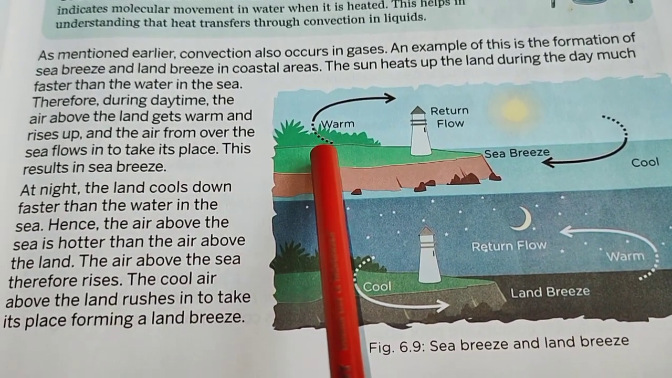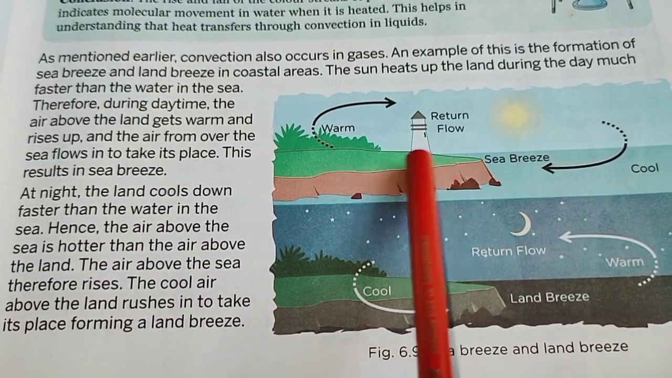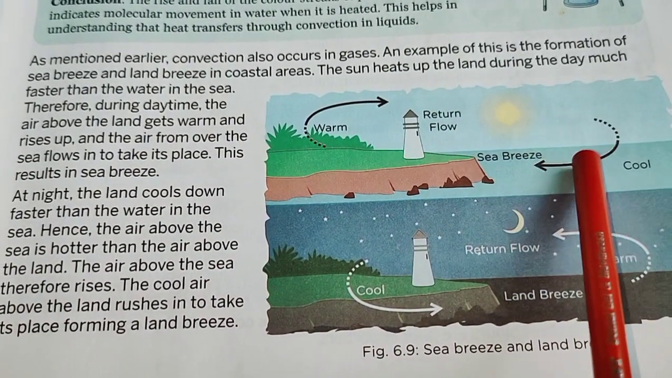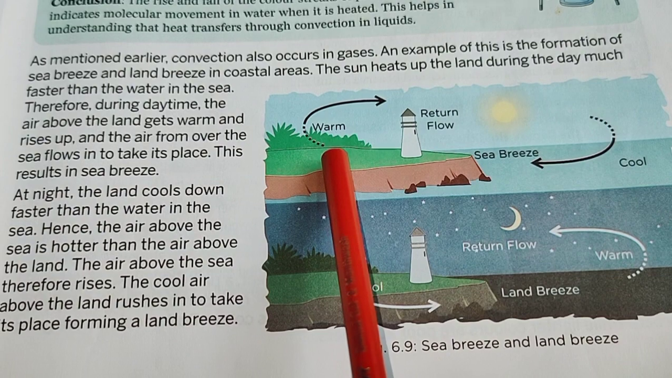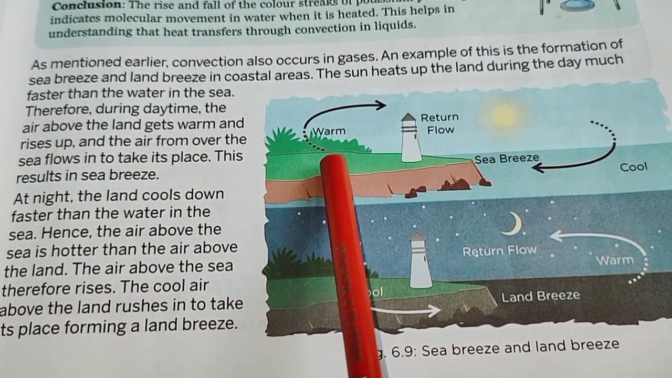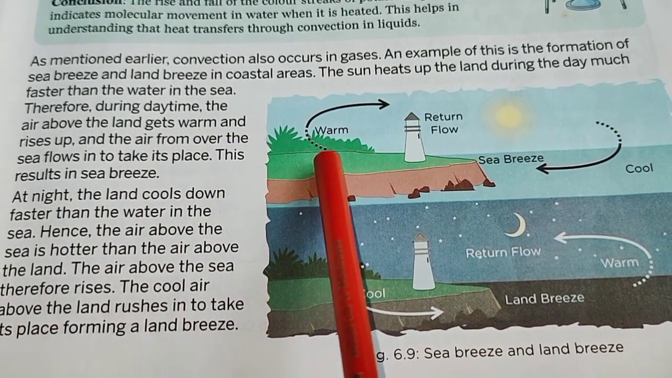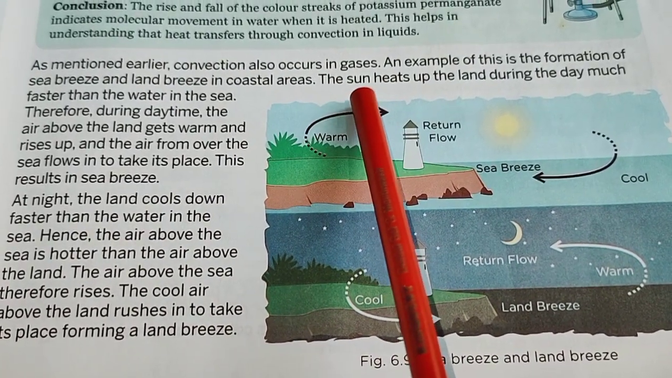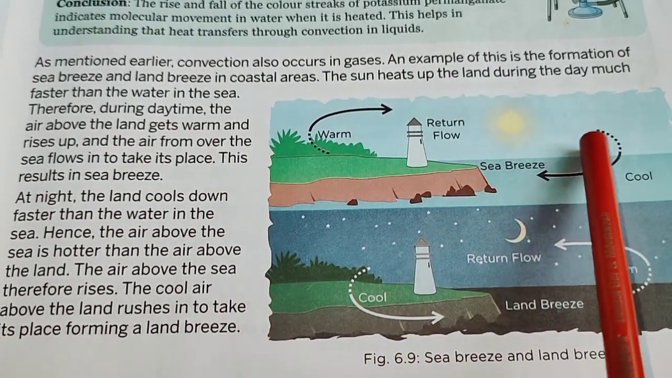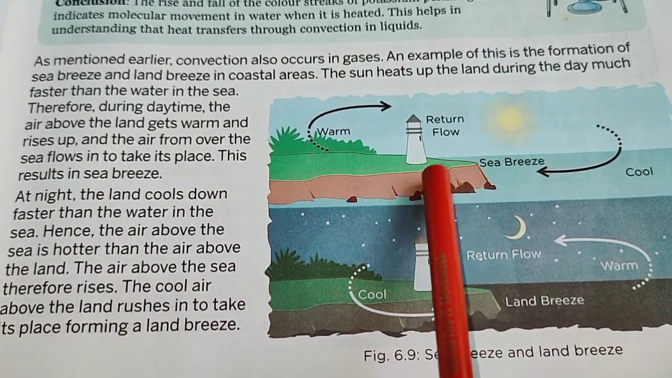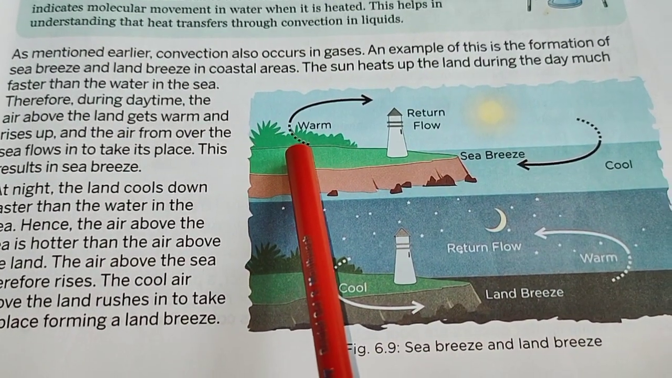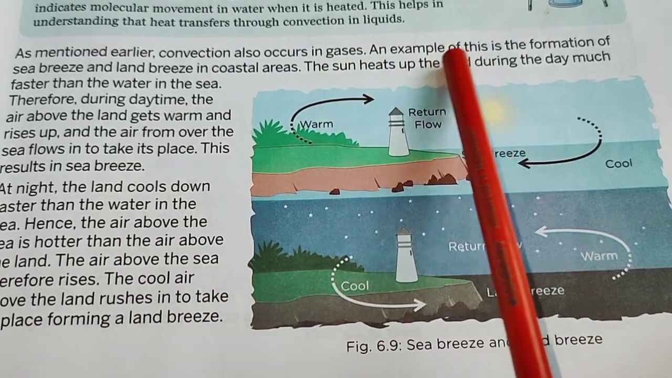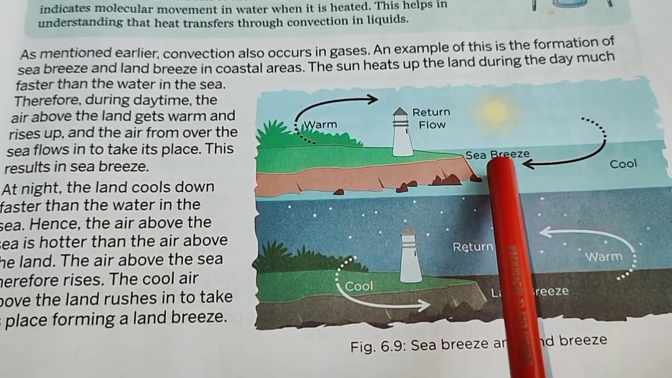This results in what we call the sea breeze, because the hot air being lighter in weight rises up. Therefore, the cool air from the sea rushes to the empty space. This forms the cyclic movement of the gas.